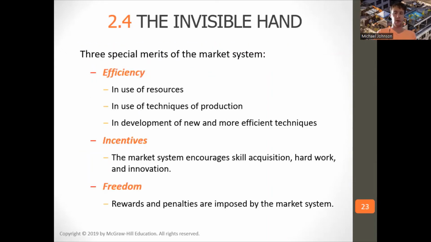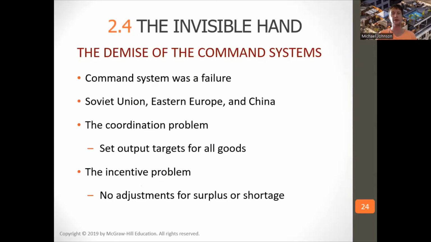So the market system is efficient in terms of resources, techniques of production, and more efficient technologies. There are incentives in the market system. If you own something, you're going to get incentives in terms of the profits from ownership. There are incentives for entrepreneurs in the market system. There are no incentives for entrepreneurs in the command system. And then freedom, you're going to get rewards and penalties. The penalties will stop bad people from doing what they do, and the rewards will benefit good people for what they do. But even rewards are sometimes given to bad people too, in terms of scams, but eventually law enforcement usually takes them down.